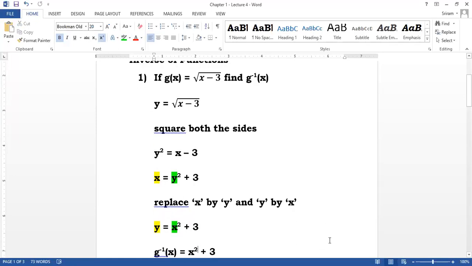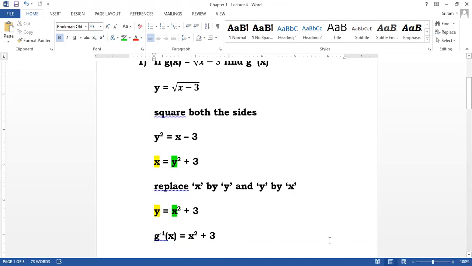This y is called g inverse of x. Why? Because as we are replacing it, this y is called g inverse of x. This is x squared plus 3.